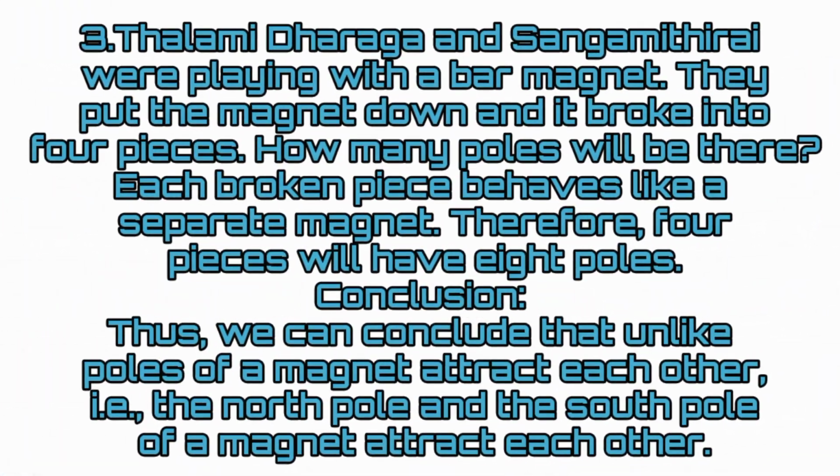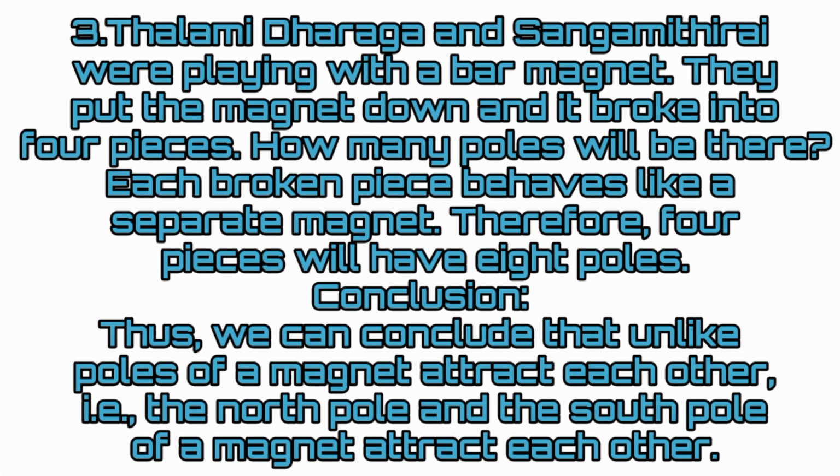Question number 3. Thamarai, Tharaga and Sanghamitra were playing with a bar magnet. They put the magnet down and it broke into 4 pieces. How many poles will be there? Answer. Each broken piece behaves like a separate magnet. Therefore, 4 pieces will have 8 poles.